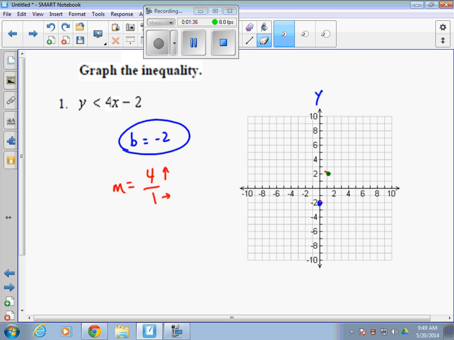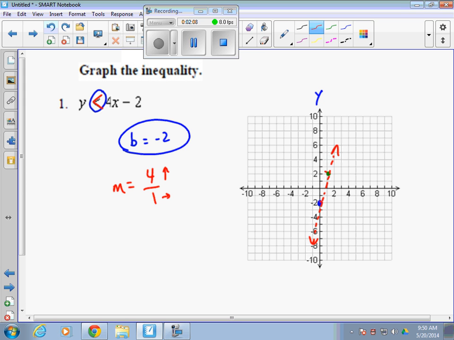So the first difference between this one and an equation is, do we have to put a solid line or a dashed line? Which one is it? So is it going to be a solid or dashed line? This tells you dash. Had it said or equal to, it'd be solid. That says just less than, so we're going to draw a dashed line through those 2 points.